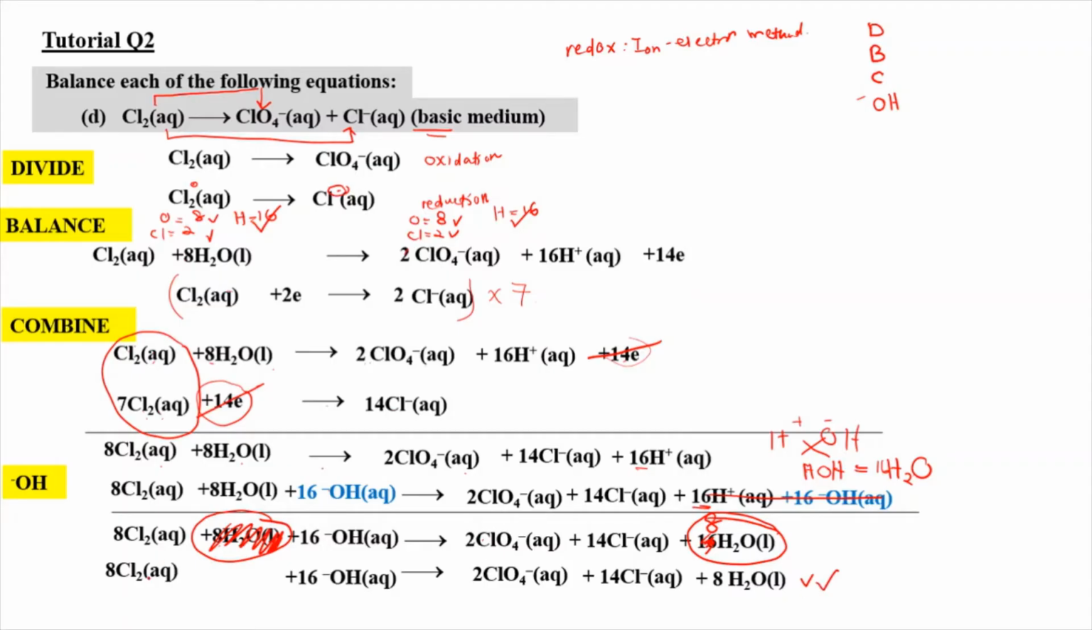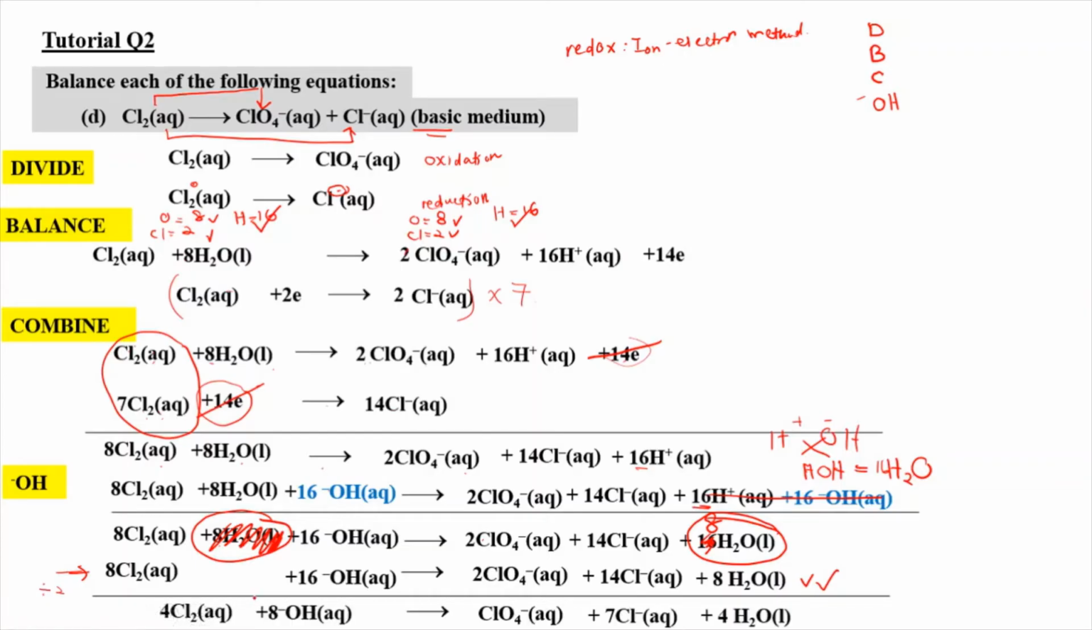And if you look further, actually this equation can be further divided by 2 in order to simplify it. So 8Cl2 is going to become 4Cl2 aqueous, and then the 16 divided by 2 is going to be 8 hydroxide ions, and 2 divided by 2 is going to become 1, 14 divided by 2 is going to be 7, and 8 divided by 2 is going to be 4 H2O here. And this is the most simplified balanced redox equation that we can get.